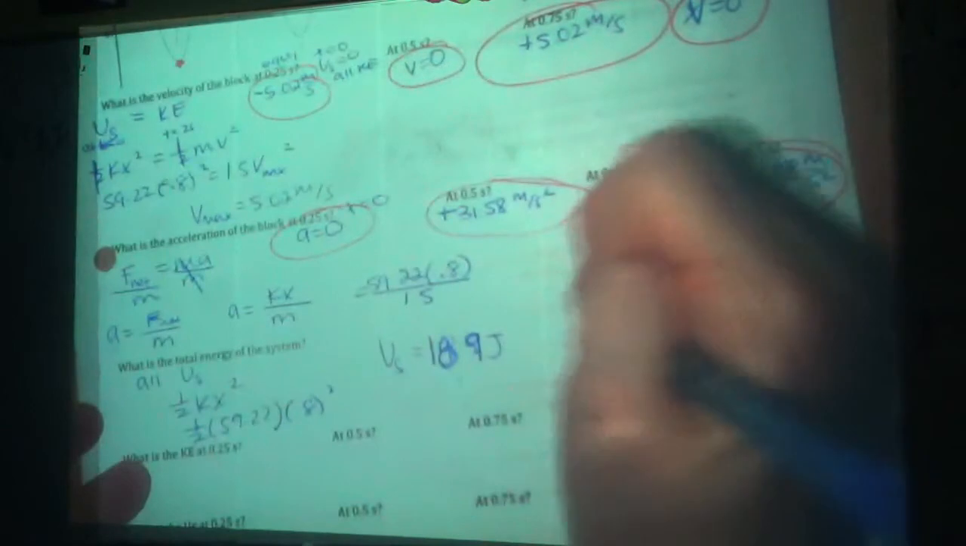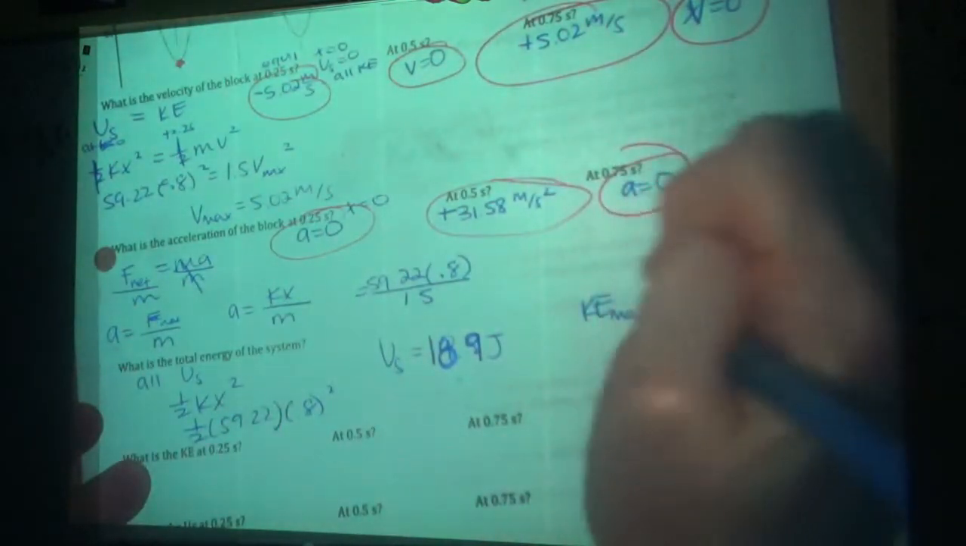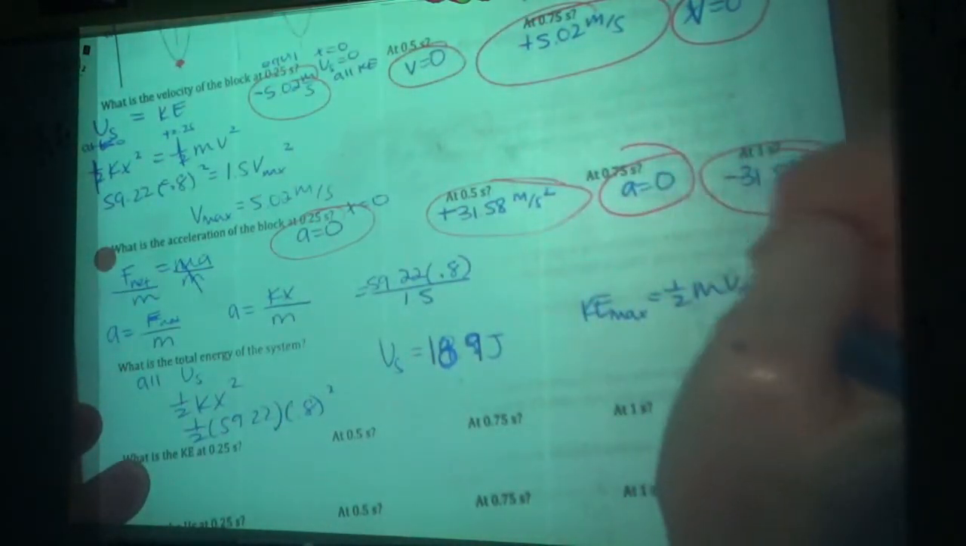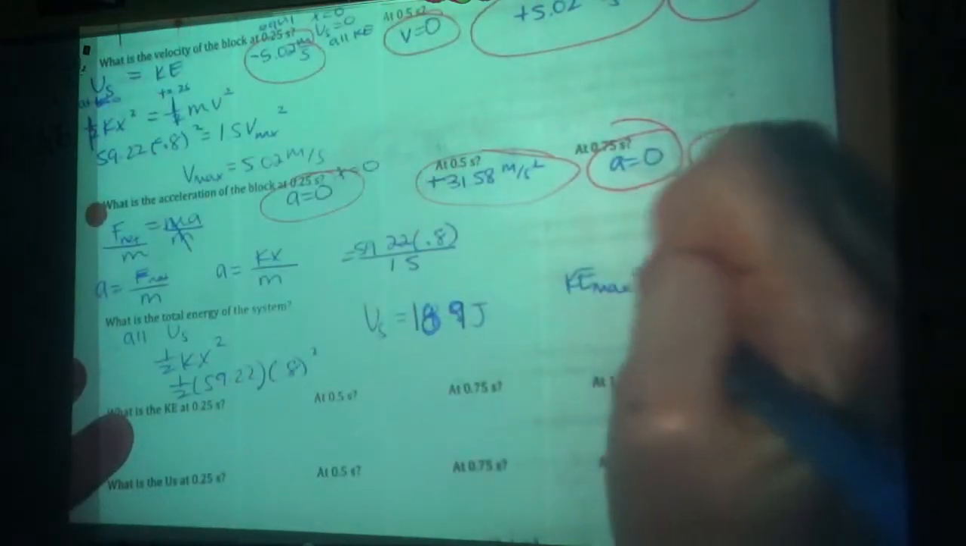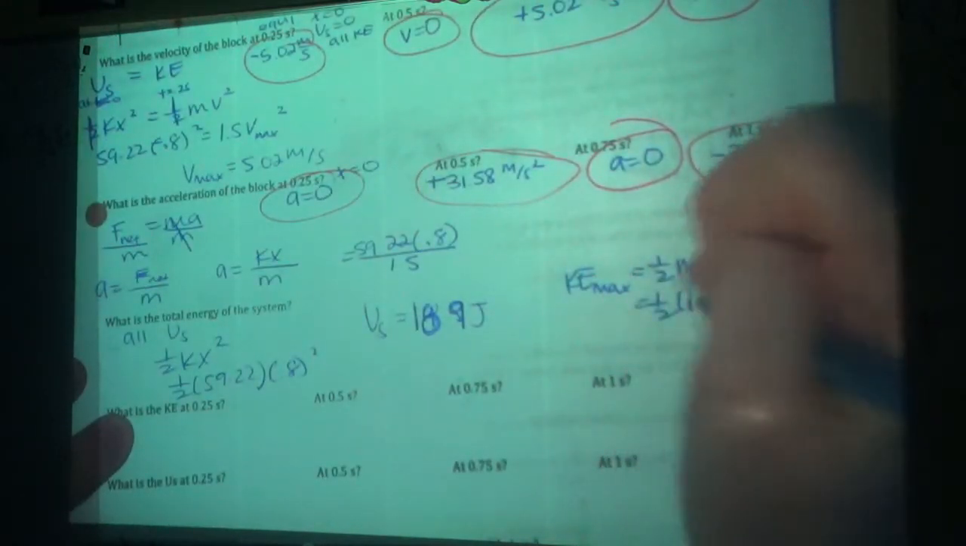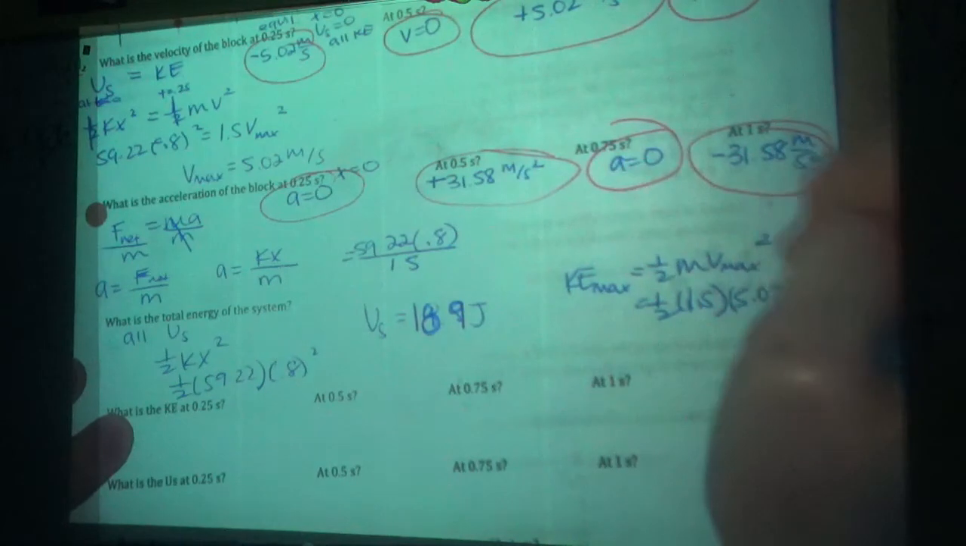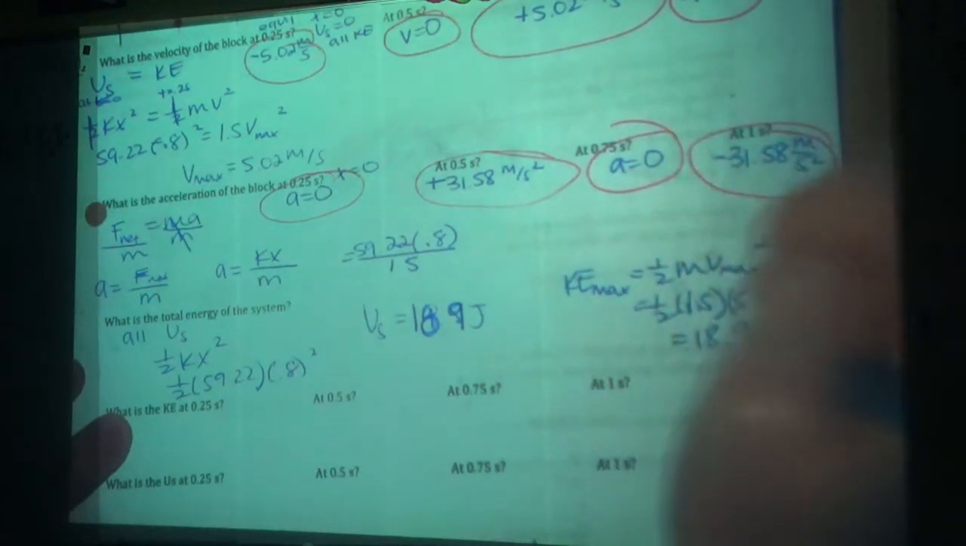Now you also could have done kinetic energy. The maximum kinetic energy is 1/2 m v maximum squared, and that would be 1/2 of 1.5 times 5.02 squared, which is again going to give me 18.9 joules.